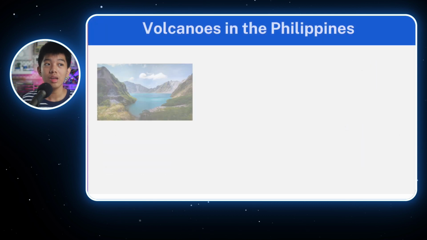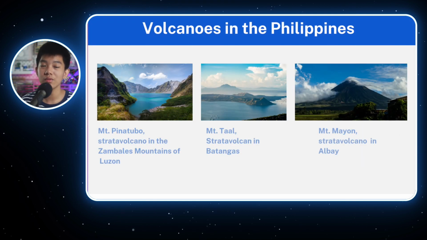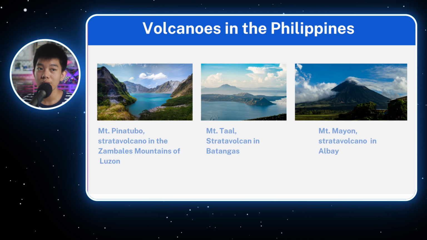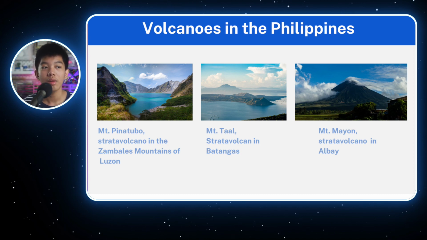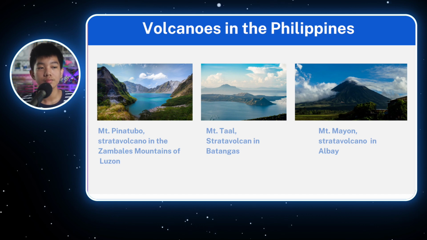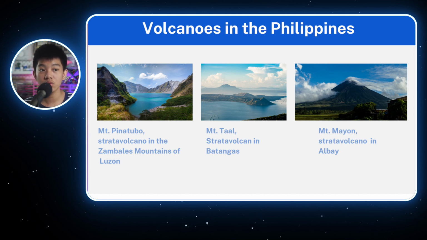All right. And now here are some examples of volcanoes in the Philippines. These three volcanoes which I have chosen are all found here in the Philippines and are all stratovolcanoes. They include Mount Pinatubo in the Zambales Mountains of Luzon, Mount Taal in Batangas, and Mount Mayon in Albay.